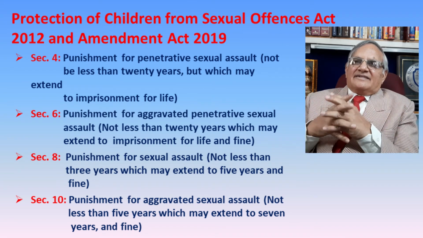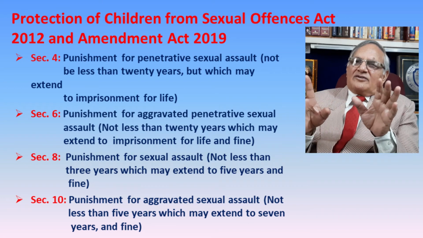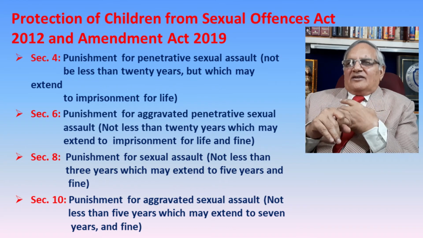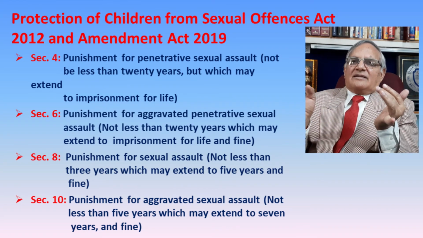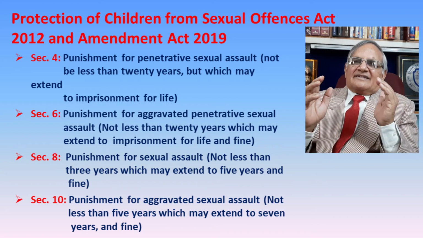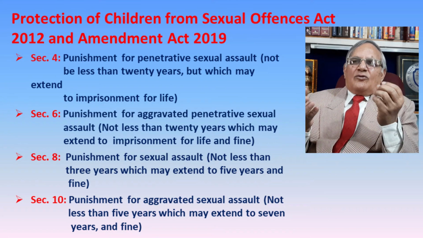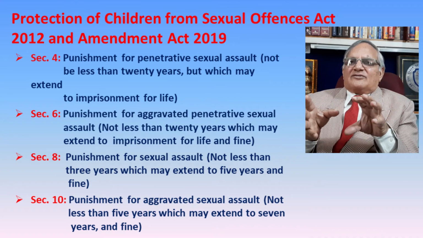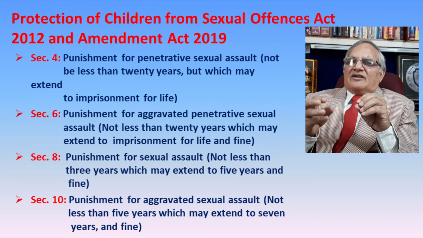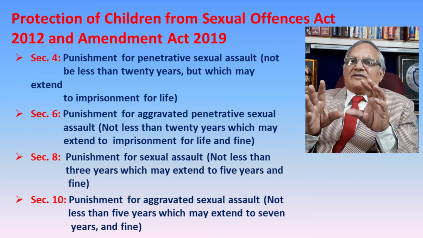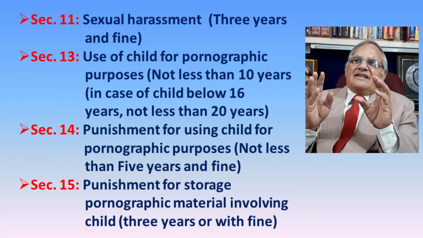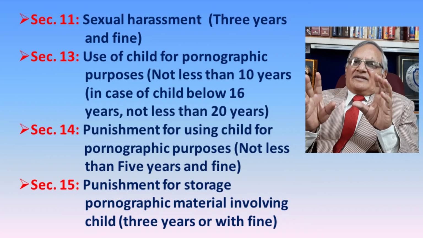Now Section 8. This is the punishment for sexual assault, not less than 3 years, which may extend to 5 years, and fine. So whoever commits sexual assault shall be punished with this imprisonment. Then next is Section 10. Section 10 says whosoever commits aggravated sexual assault shall be punished with imprisonment of either description for a term which shall not be less than 5 years, but which may extend to 7 years, and shall also be liable to fine.